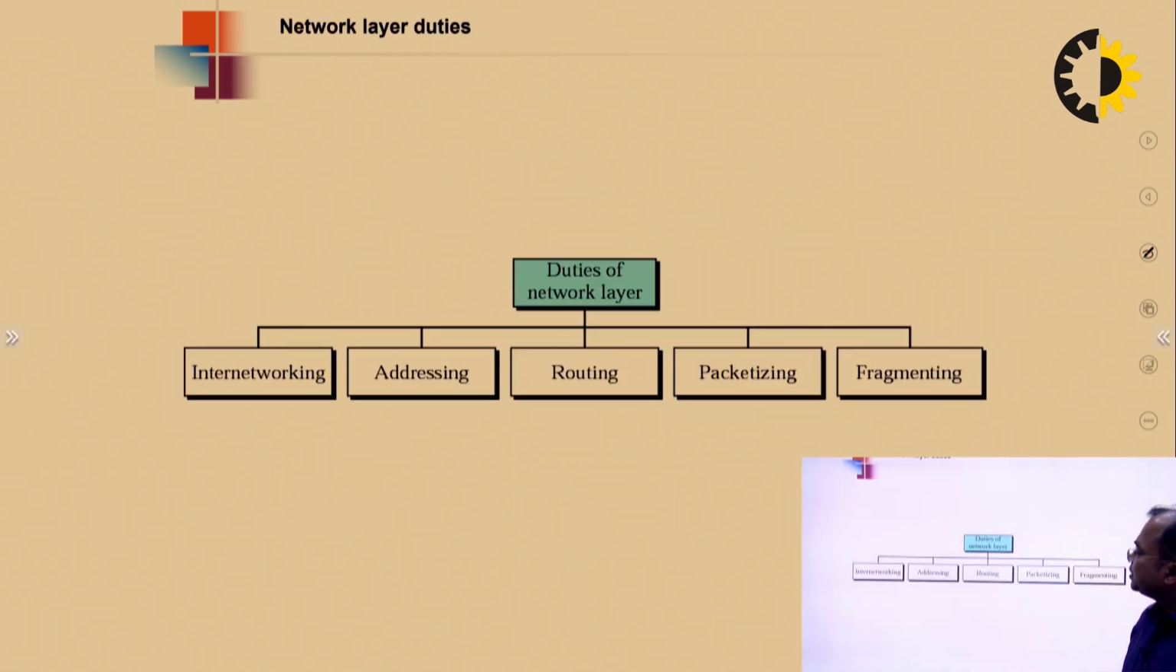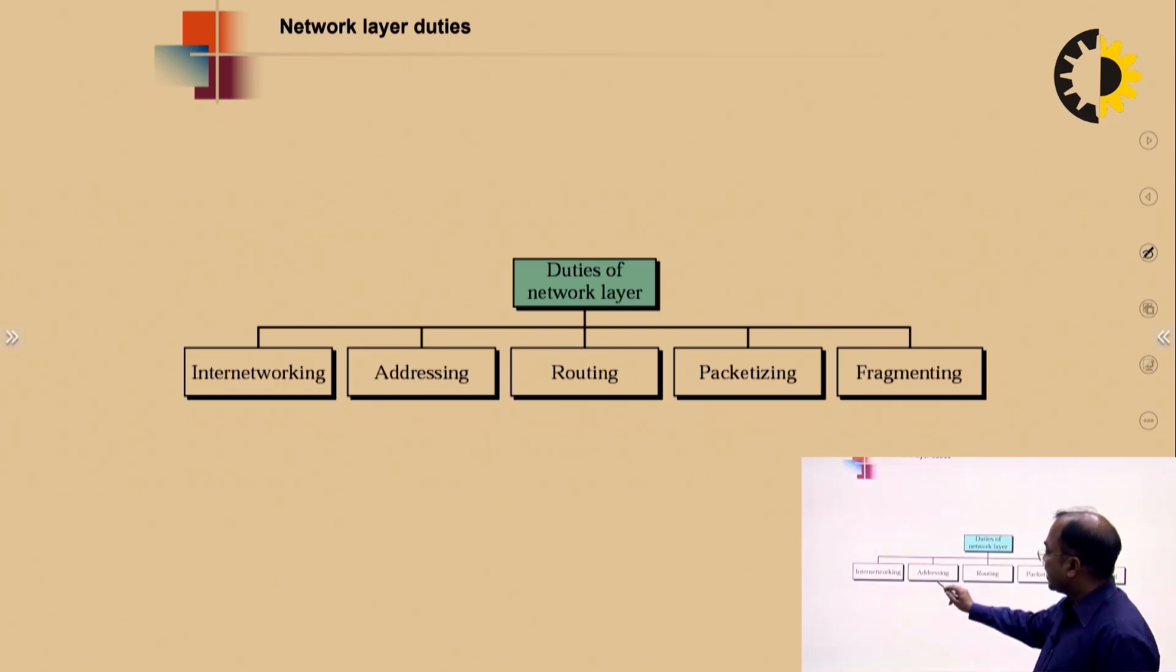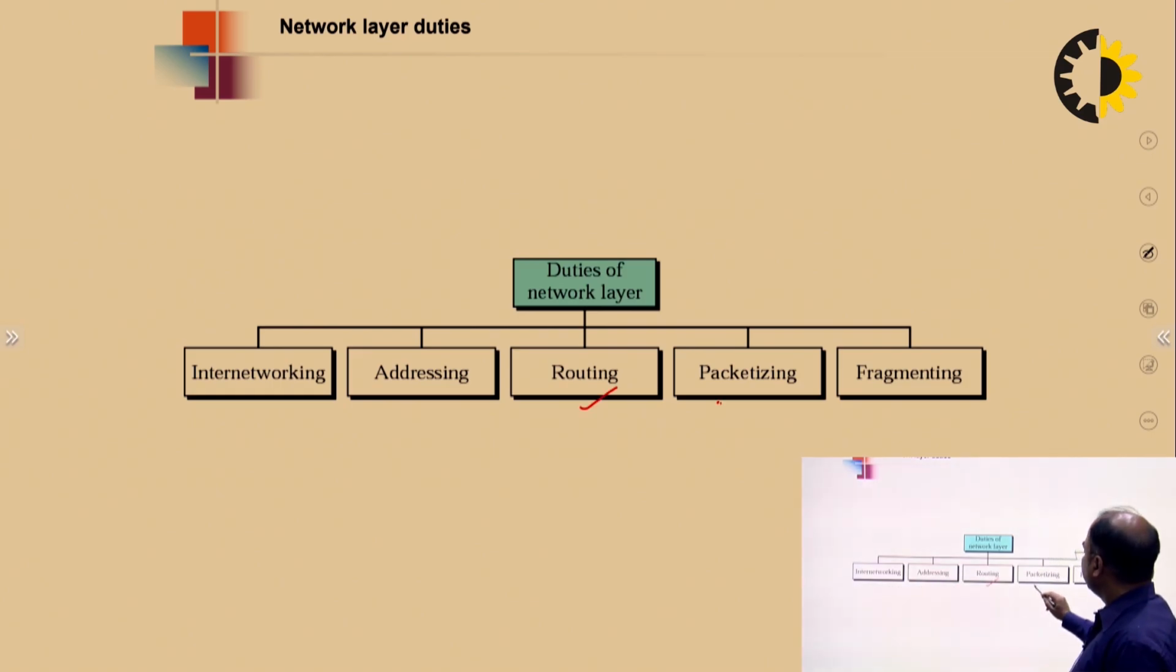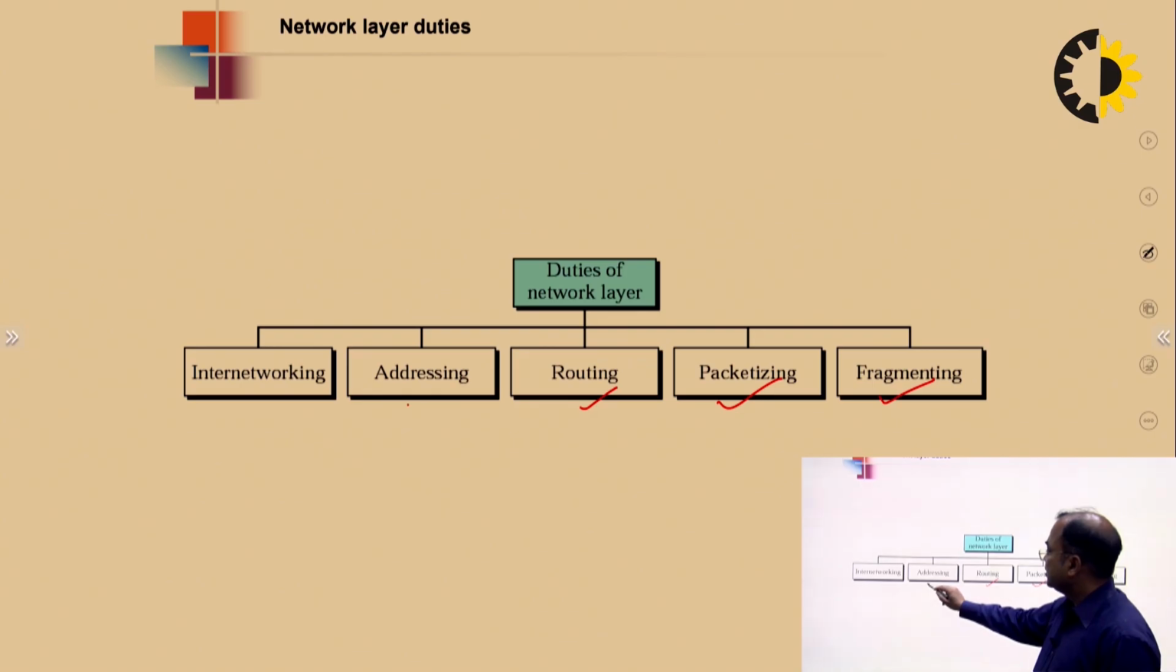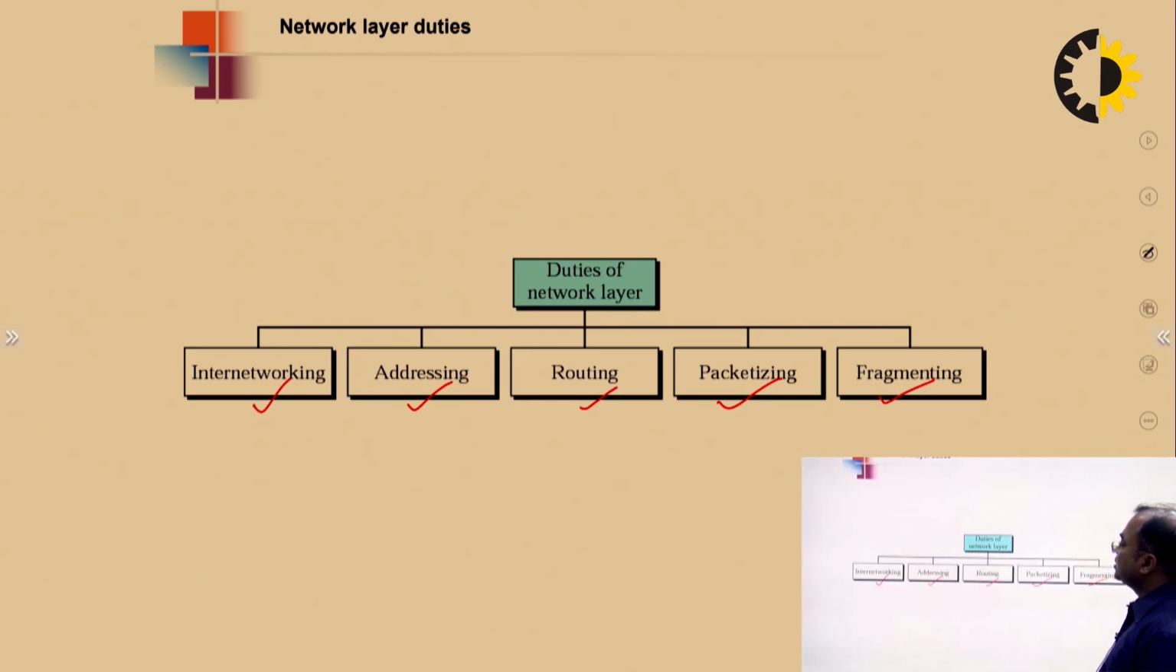Now, what are the duties given to this network layer? If we talk about the duty of the network layer, we can say we have networking, addressing, routing, packaging, and fragmenting. These are some important tasks done by this network layer.